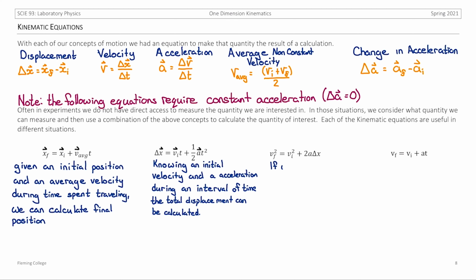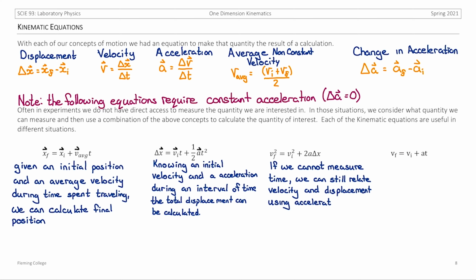The next equation over is kind of difficult to see conceptually, but if we look at it, this is our first equation that doesn't depend on time. So in some of our investigations, we won't have a measure of time during an interaction, but if we can calculate the initial velocity, we can connect that to our final velocity if we know the acceleration and the displacement.